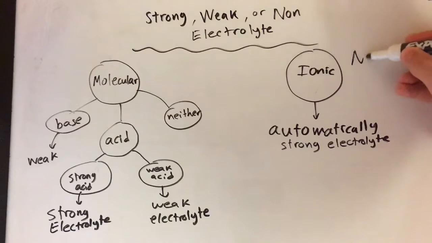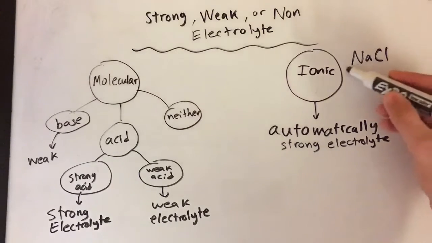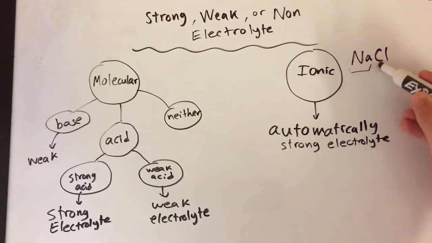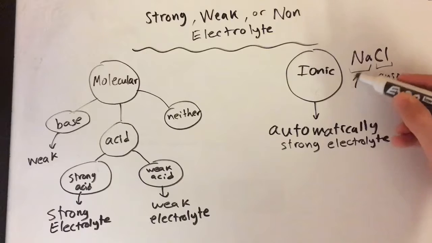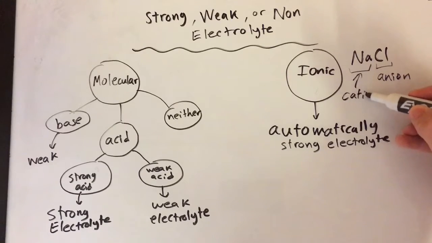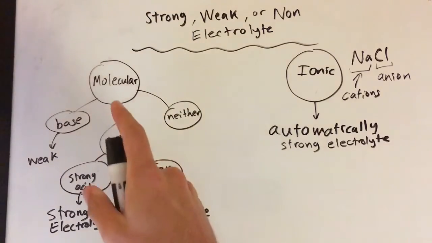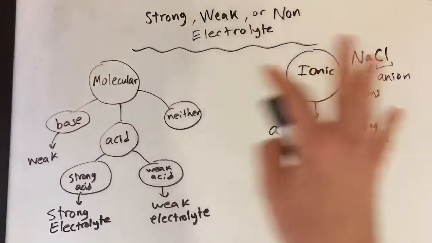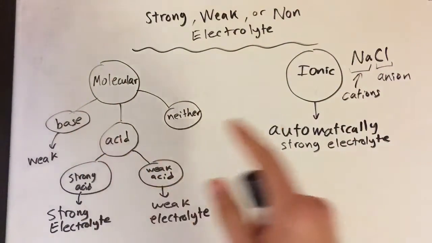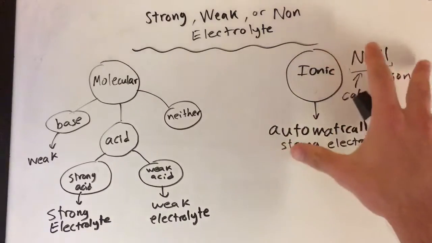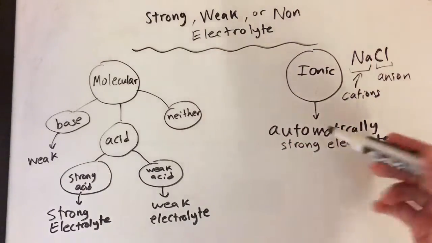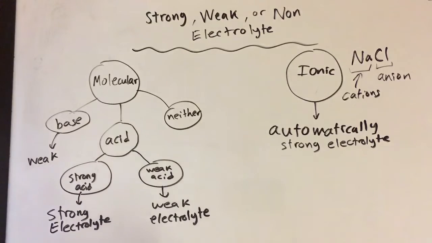An example would be NaCl. Here you have the metal, and here you have the nonmetal. In other words, they call the nonmetals anions, and they call the metals cations. Alright, so once you determine whether the compound is molecular or ionic, well, this one is easy. If it's ionic, that means it's automatically a strong electrolyte.